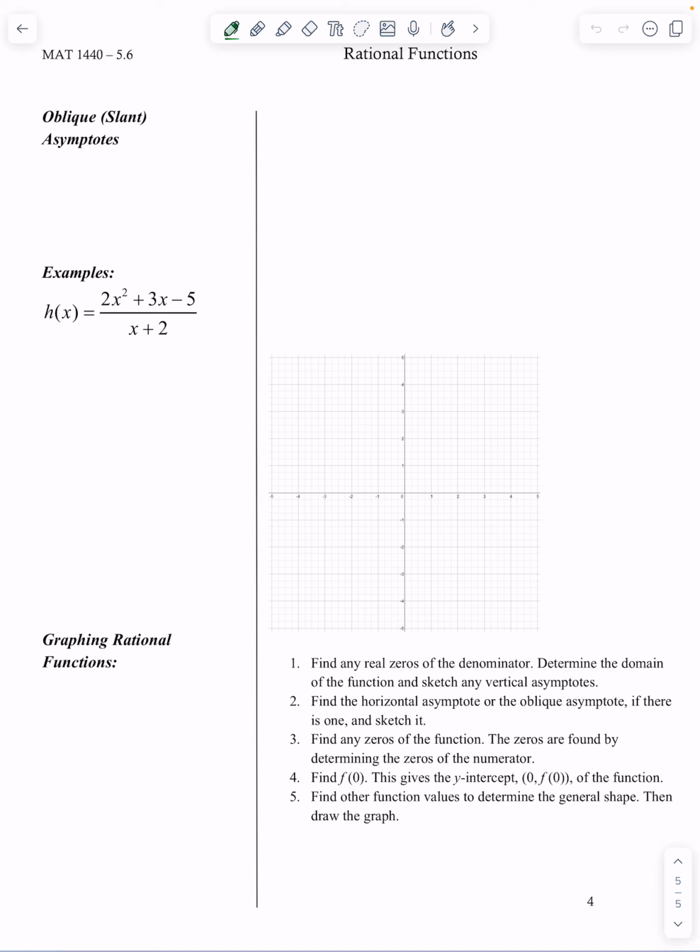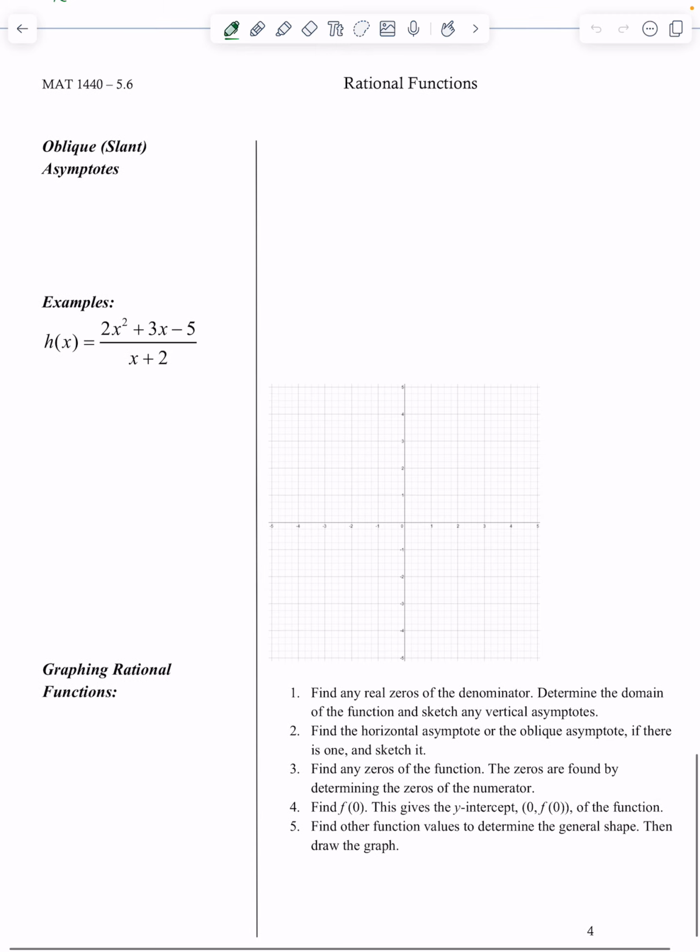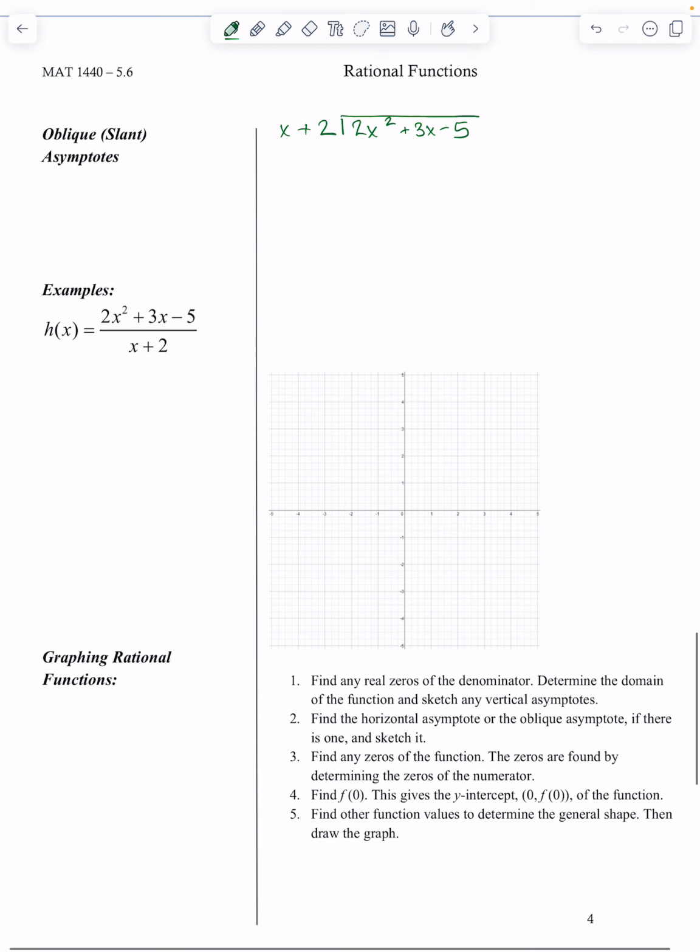So we have got our h of x: 2x squared plus 3x minus 5 all over x plus 2. Now what we want to do, and we're going to see what you remember here, is actually go ahead and do long division with our polynomials. I got 2x squared plus 3x minus 5, and then we're going to pull everything together from this section, because you do have 5 steps down here, which is a great way to look at graphing these rational functions.